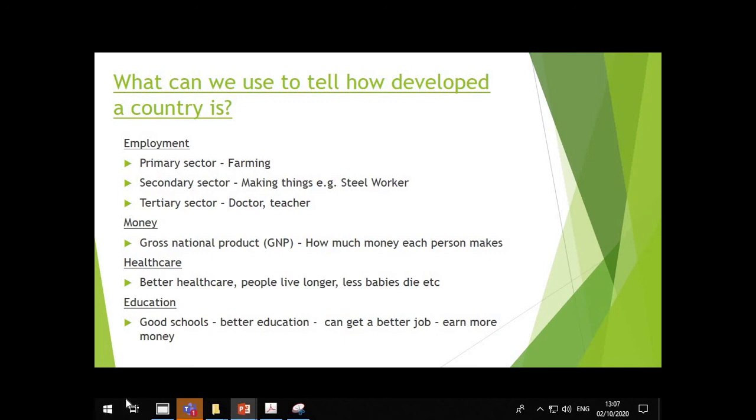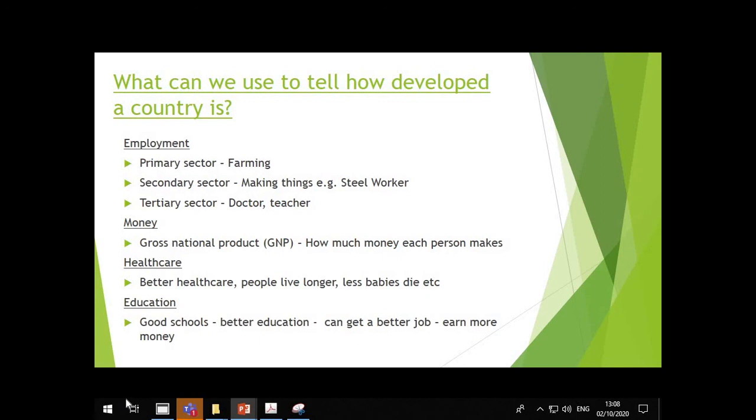So money, we have gross national product, GNP, how much money each person makes. We have healthcare, so better healthcare, people live longer, fewer babies die, etc. Infant mortality rate, 0 to 5 year olds.